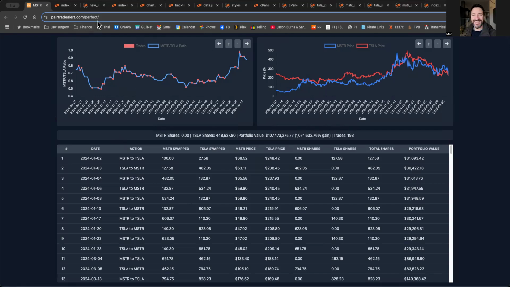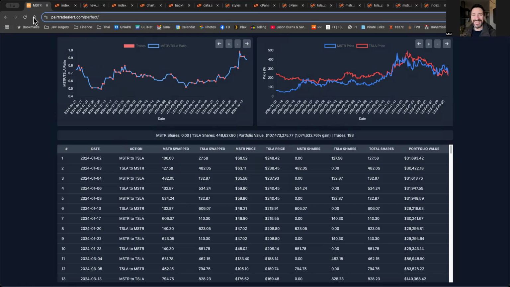So this is pairtradealert.com/perfect. And what this little one-page website is basically doing is simulating what would happen if you knew the future, and we're able to use that information to pair trade perfectly between MicroStrategy and Tesla. So how many shares could you make and how much money would you make?